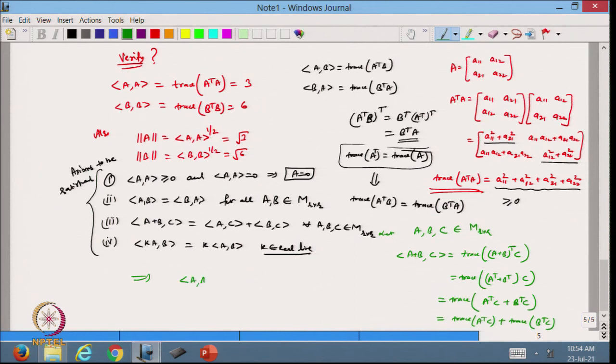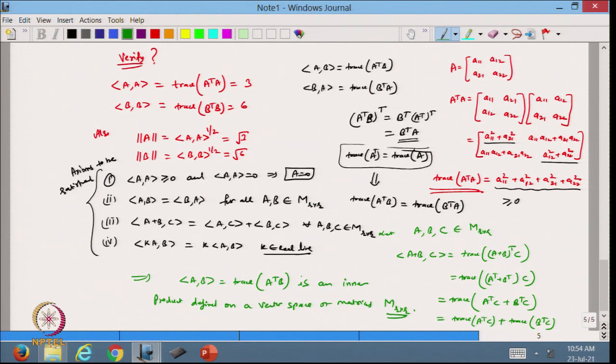From there we can say that this inner product, equal to trace of A transpose B, is an inner product defined on the vector space of matrices M of order R cross R. So this is the inner product I can define on these matrices.